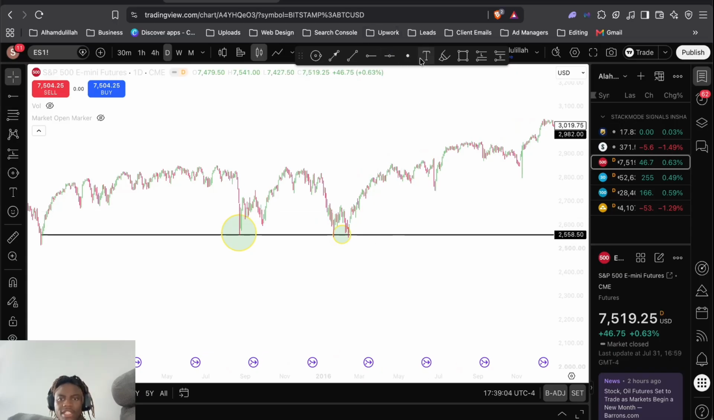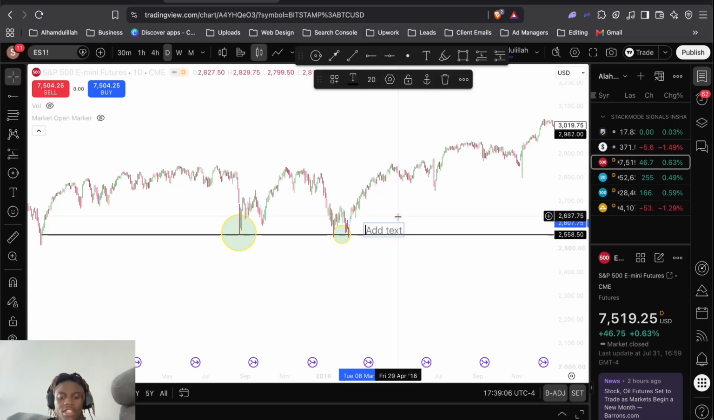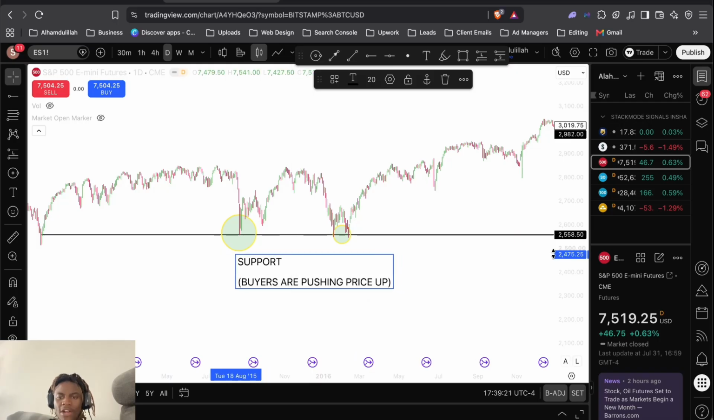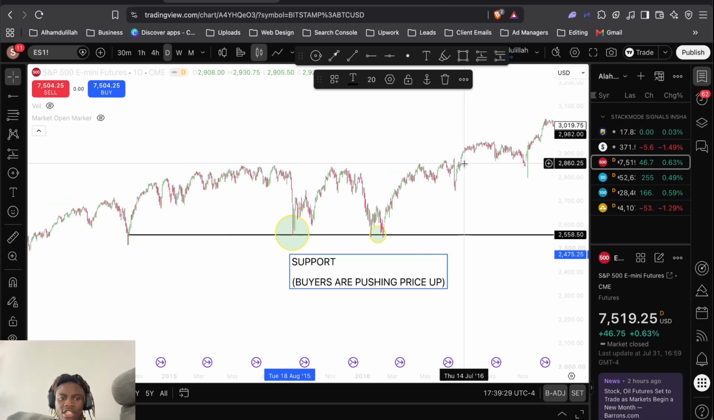Okay, we got two areas here. Two areas of what? Support. The reason why this is support is because buyers are pushing price up. Once again, this is support because buyers are pushing price up. So that's going to let us know that this is support.